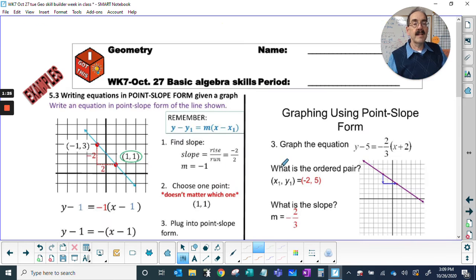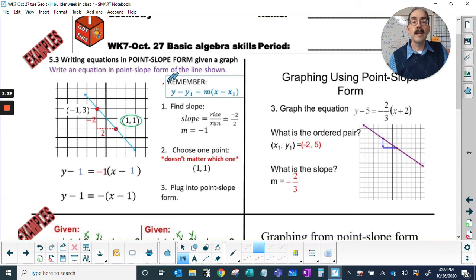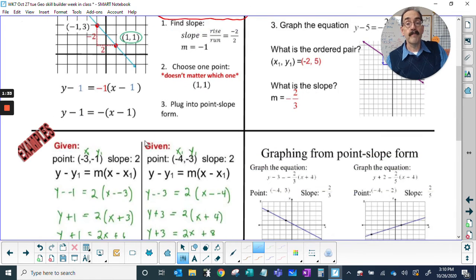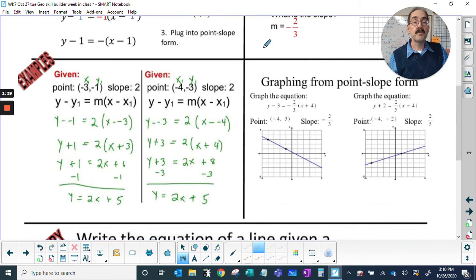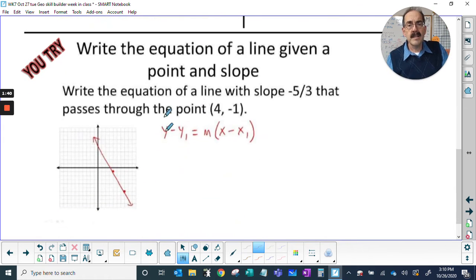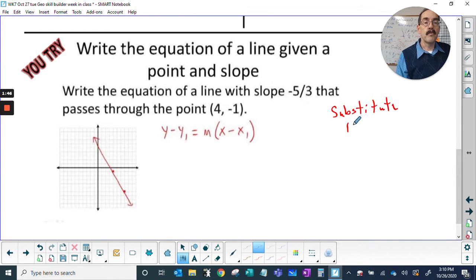Today in class, we discussed how we can write an equation for any line. That's where we're starting, and here are some little tutorials. But before we do that, let's work on what I call substitute, replace, solve. Because that's what we do in geometry.